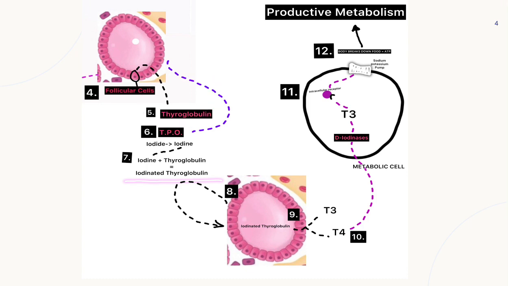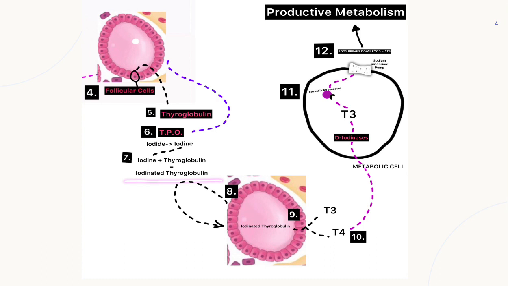Thyroglobulin is a protein that is used in thyroid hormone synthesis. At stage 6, PKA is going to travel to phosphorylate TPO. TPO's main job is to remove electrons from incoming iodide to create iodine. TPO then combines the iodine and the thyroglobulin to create iodinated thyroglobulin, which is what we see happening here at stage 7. Encased within the iodinated thyroglobulin are the thyroid hormones, which is T3 and T4.